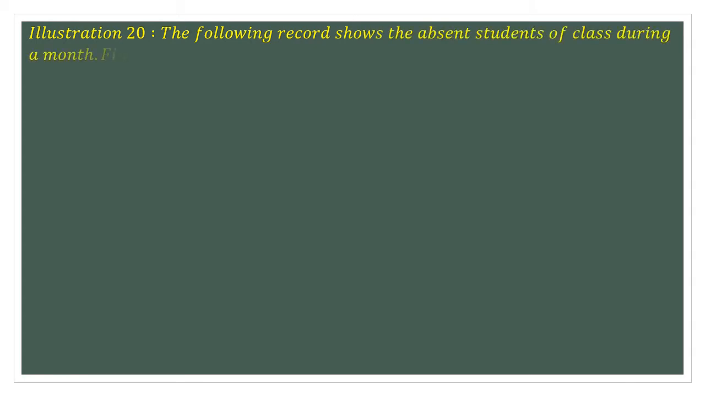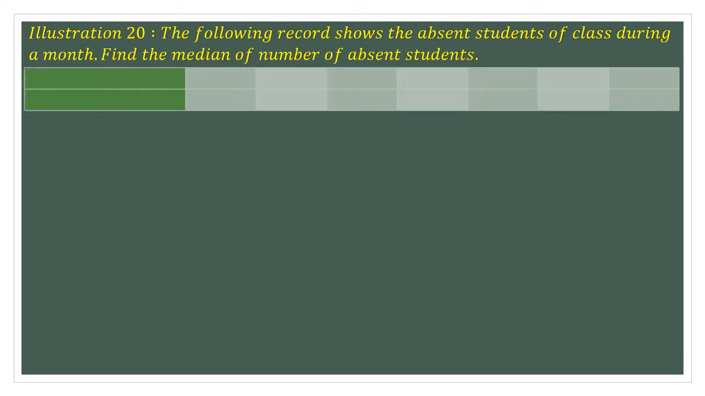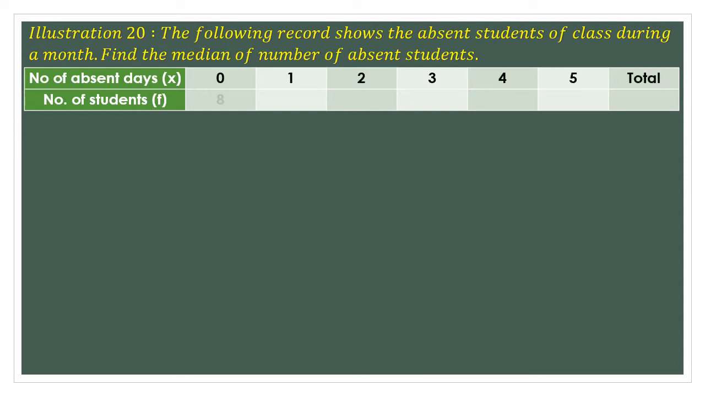Starting with illustration number 20. The following record shows the absent students of class during a month. Find the median of number of absent students. Simple. The data is given through a table. The number of absent students or the absent days will be X and the number of students will be frequency. The data is 0, 1, 2, 3, 4, 5 and then total number of students are 8, 12, 18, 9, 5, 1 and the total number of students are 53.